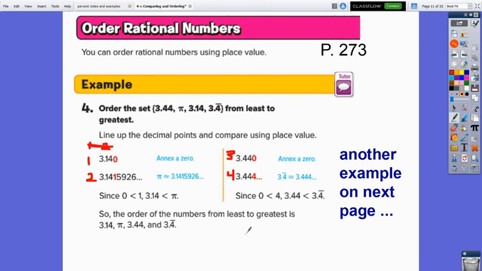And then what you do is you reorder the numbers. They must be rewritten in the original format, right? The original way you were given the numbers is how you have to rewrite them for your answer. So it's 3.14 was 1, then pi, then 3.44, and then 3.4 repeating. So that's what your answer looks like. Okay? We will do one more example of these.